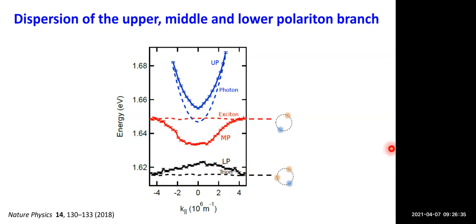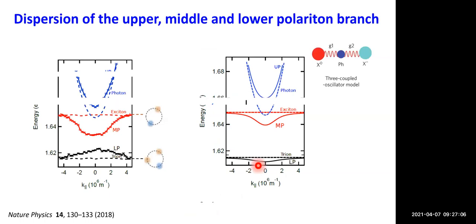Next, we also observed a Rabi splitting of around 25 meV at zero in-plane momentum, where you have the cavity photon and the exciton line at resonance. Again, here you can see that the upper and the middle polariton branches have a positive dispersion, which is quite clear, but the lower polariton branch deviates from this trend and gives a sort of inverted dispersion curve.